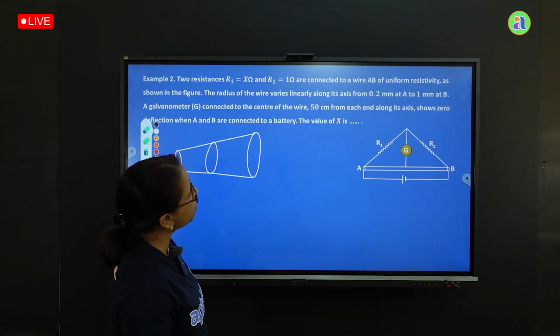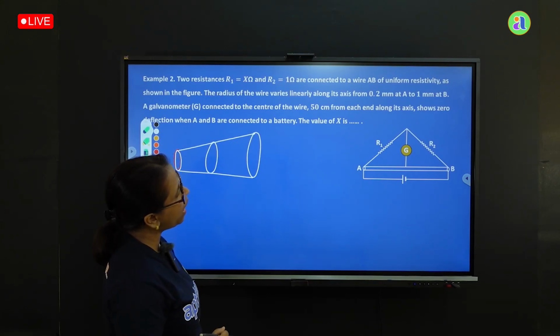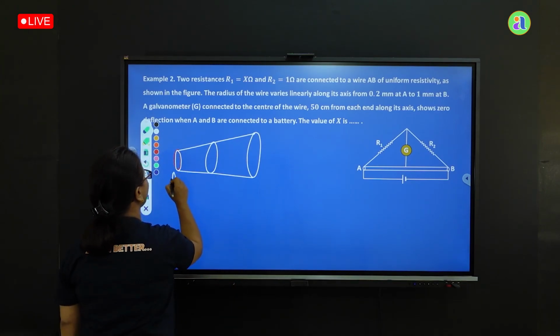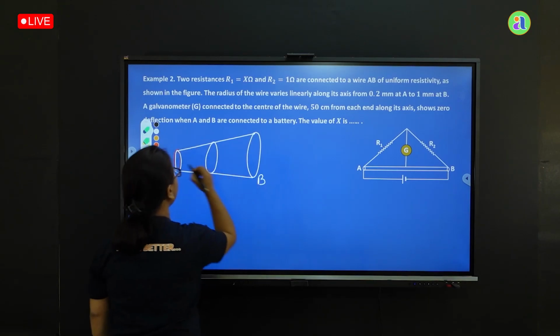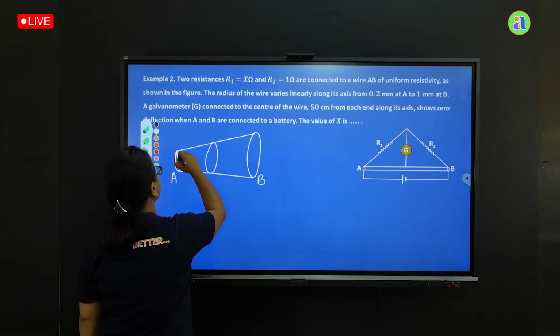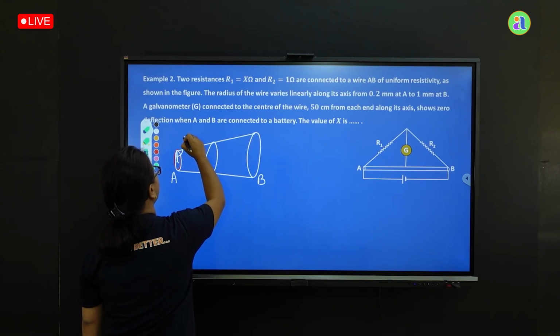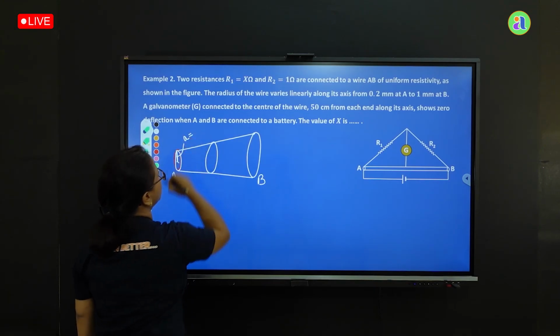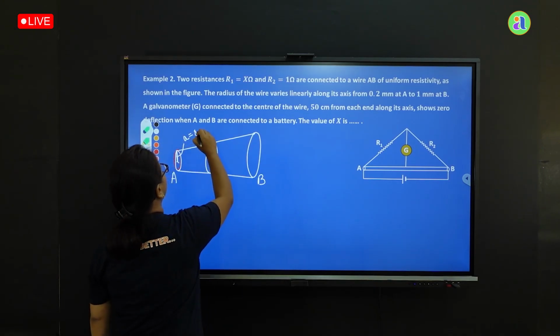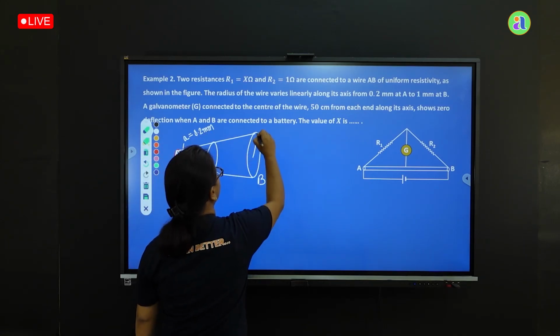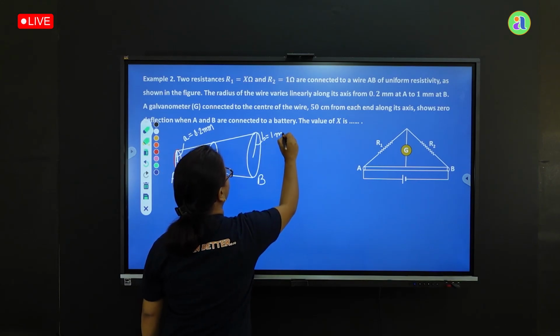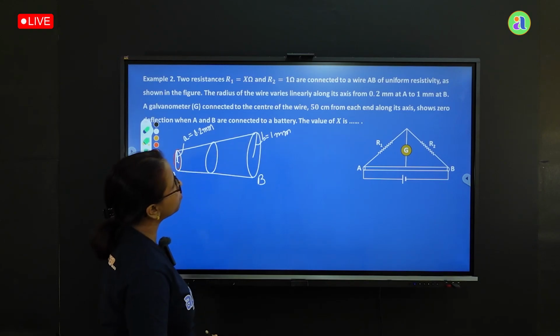And how is the shape varying? Its radius is varying from 0.2 millimeters at A to 1 millimeter at B. So if we consider this point as A and this point as B, the radius here at A is equal to 0.2 millimeters, and here at B it is equal to 1 millimeter. Just look at the variation.